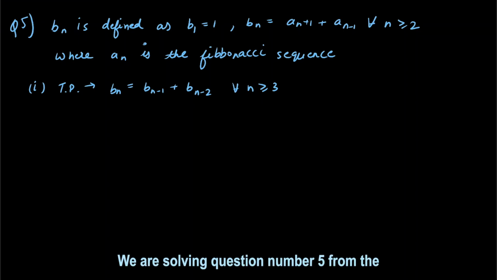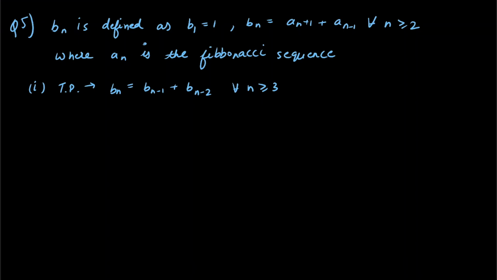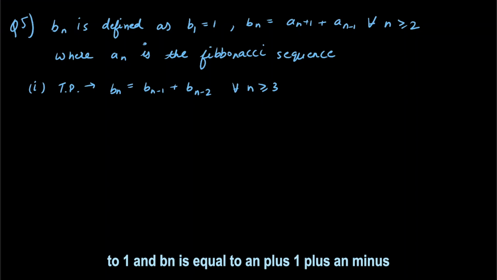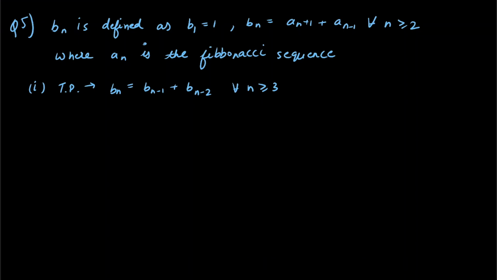So we'll be solving question number 5 from the book Challenges and Thrills of Pre-College Mathematics. Question number 5 says that Bn is defined as B1 equal to 1 and Bn is equal to An plus 1 plus An minus 1 for all n greater than or equal to 2, where An is the Fibonacci sequence. For the problems on An, you can check question number 4.